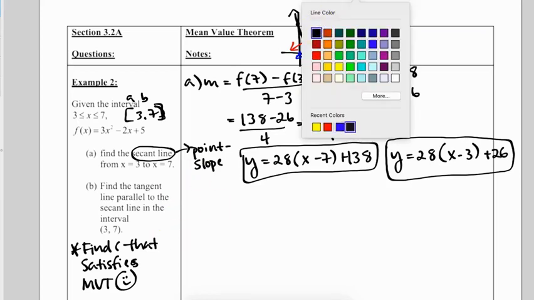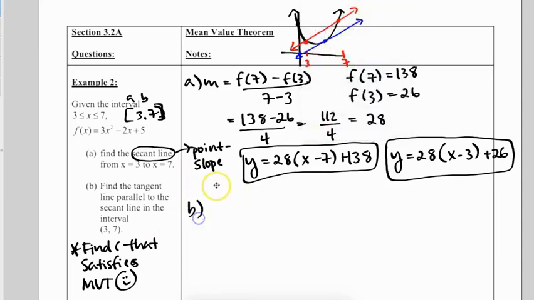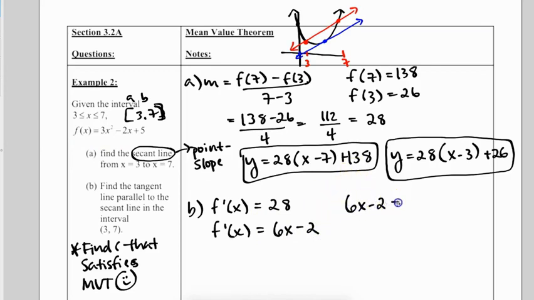So for B, we're really trying to figure out where f prime, or the slope, is equal to 28. So, okay, we need to find the derivative of this. So f prime of x, well, this is just going to be a power rule. That's going to be 6x minus 2. So we're trying to see where 6x minus 2 is equal to 28.